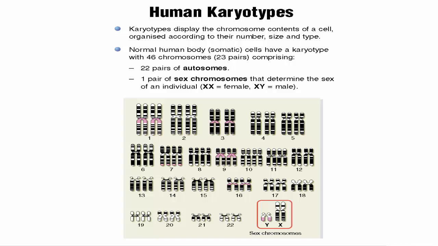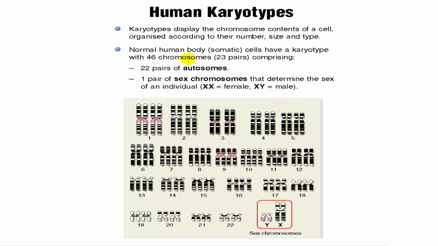When you look at a cell, even a human cell undergoing cell division, mitosis, you are going to see a whole lot of chromosomes that aren't nicely paired like these. So in order to look and study chromosomes, you have to do what's called karyotyping. Karyotypes display the chromosome contents of a cell organized according to their number, size, and type. So you eventually pair chromosome 1, pair chromosome 2 based on their size, and you're going to notice that they have exact copies at the same locations of the gene. One comes from your mommy, one comes from your daddy.